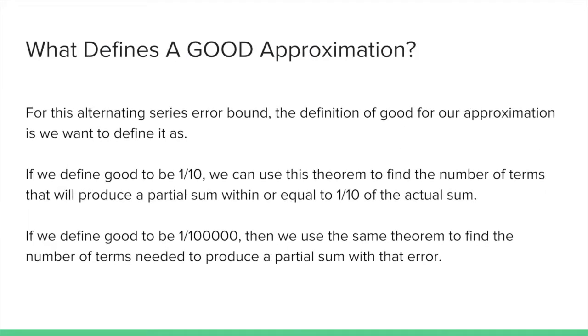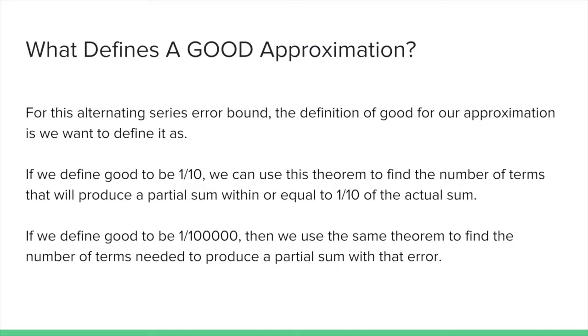So what defines a good approximation? For an alternating series bound, the definition of good for our approximation is what we want it to be. For example, if we define good to be 1 over 10, we can use this theorem to find the number of terms that will produce a partial sum within or equal to 1/10 of the actual sum. However, if we define good to be 1 over 100,000, then we can still use the same theorem to find the number of terms needed to produce a partial sum with that error.